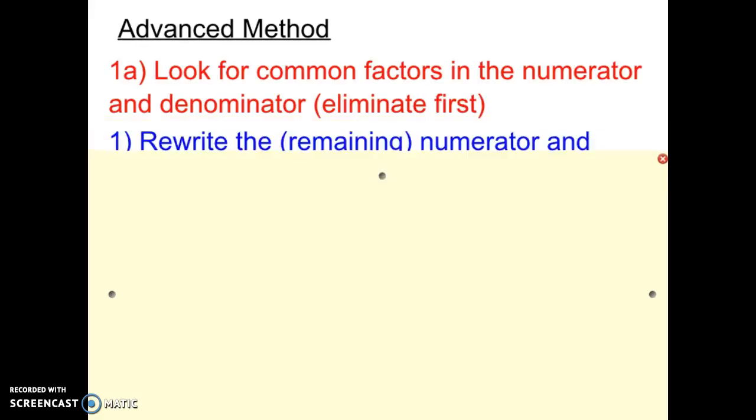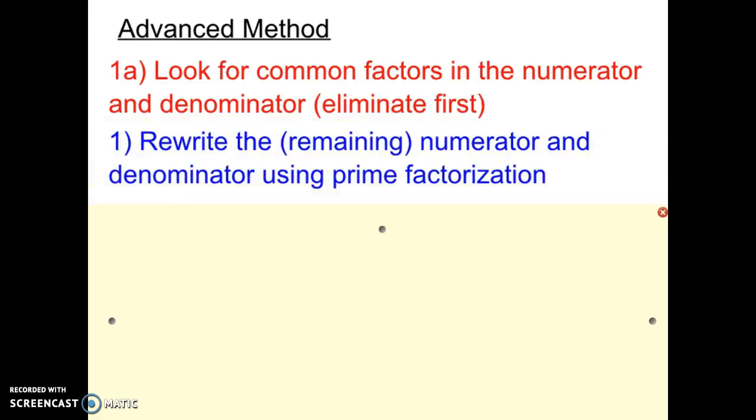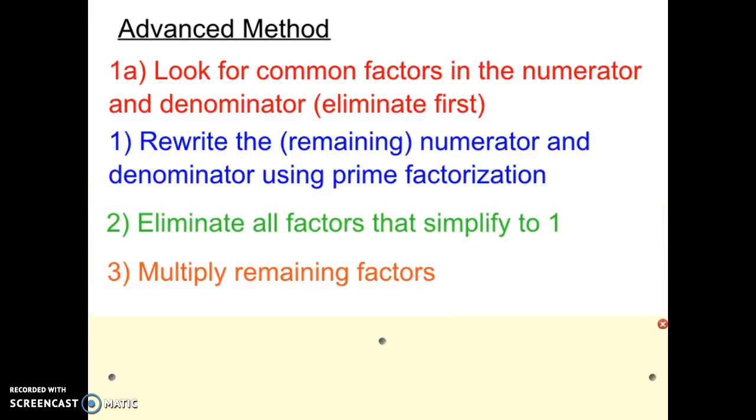Now, for an advanced method, what you can do to speed this up a little bit is to look for common factors in the numerator and the denominator and eliminate those first. After that, we will rewrite the remaining numerator and denominator using prime factorization and continue on as before. Eliminate the other factors and multiply what's left.